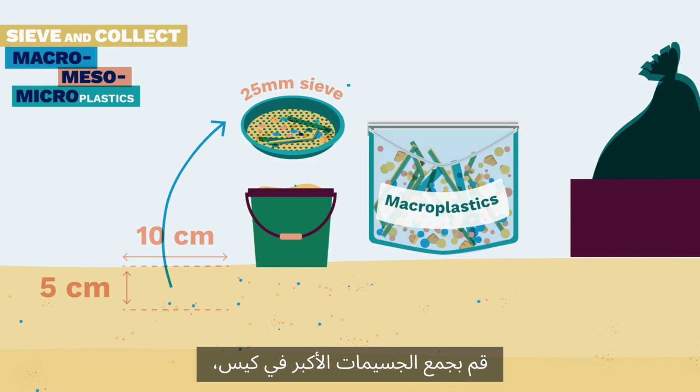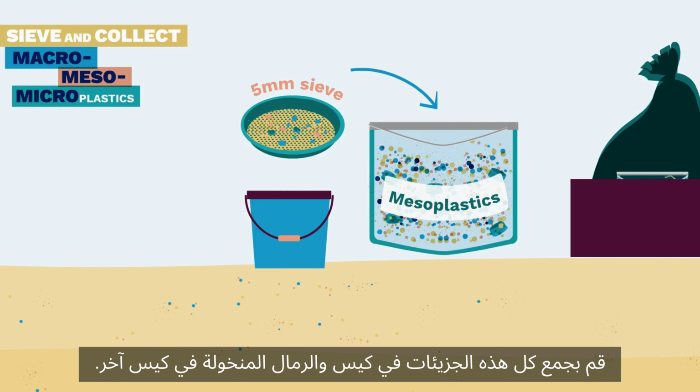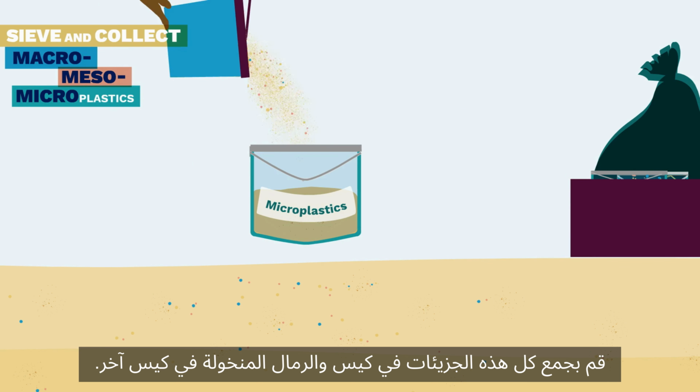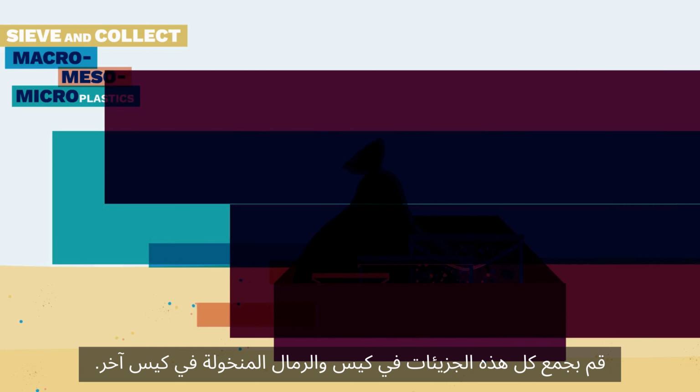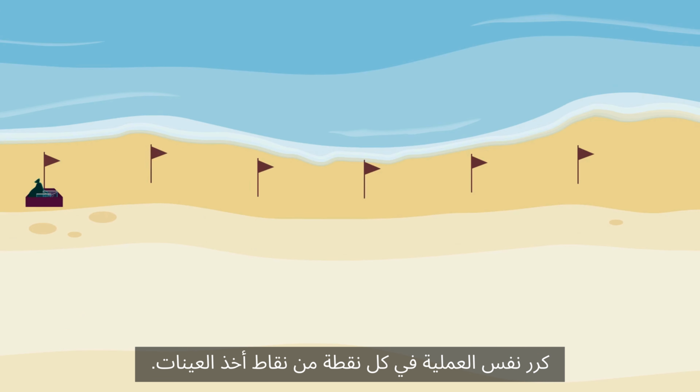Collect sand and sieve it. Collect the larger particles in a bag and sieve the sand through a smaller sieve. Collect all these particles in a bag and the sieved sand in another. Repeat the same process at each of the sampling points.